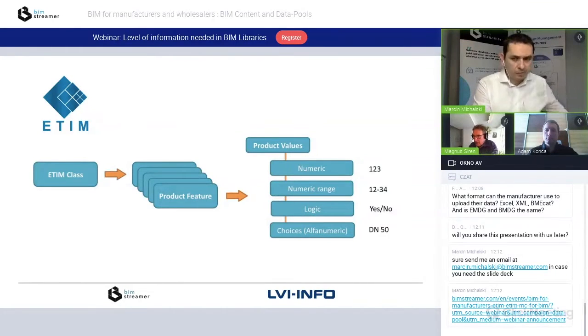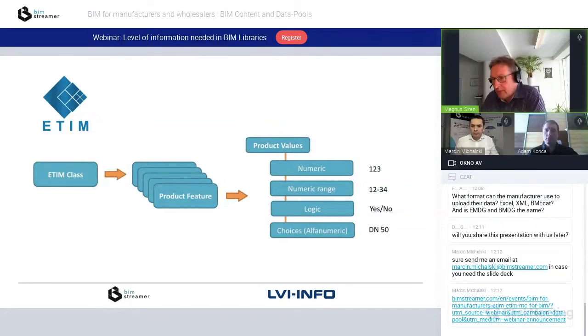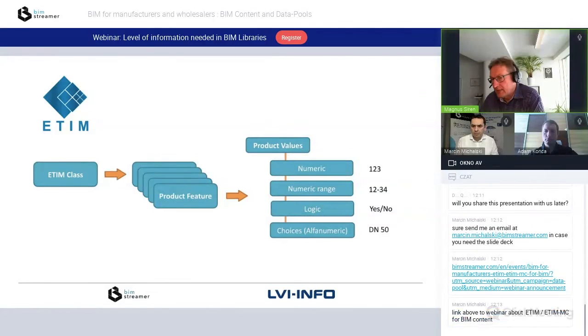I think that most of you know eTeam, but if there's somebody not familiar with it, I'll very quickly explain. It's built on product classes, and eTeam covers, like I said, the technical information. So we don't have any identification attributes for the product. That has to come from the basic data which is connected to this. But the product has an eTeam class, and in each class for each product type, there is a set of predefined product features. The features can have numerical values, numerical ranges, logic like yes, no, and predefined choices like DN50 for connections.